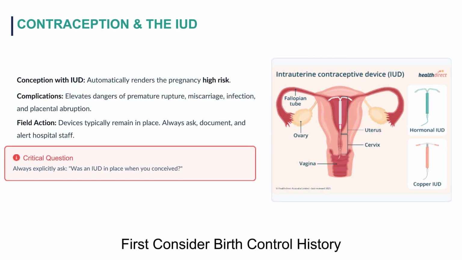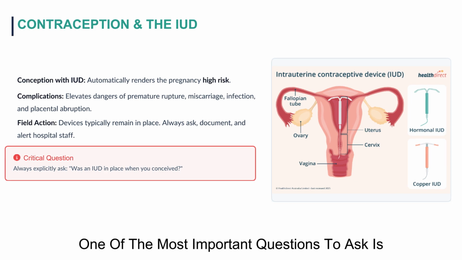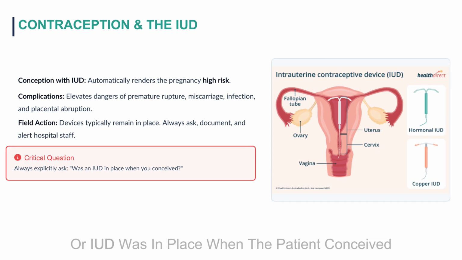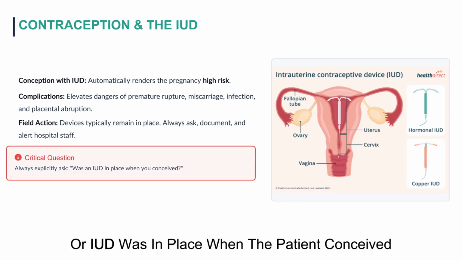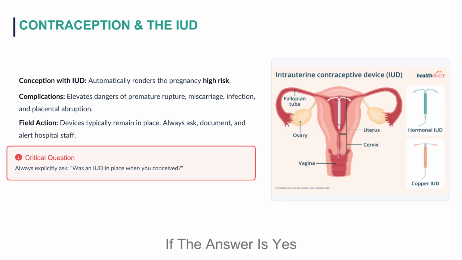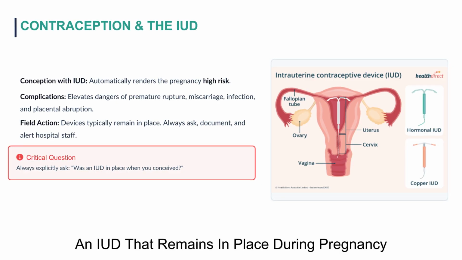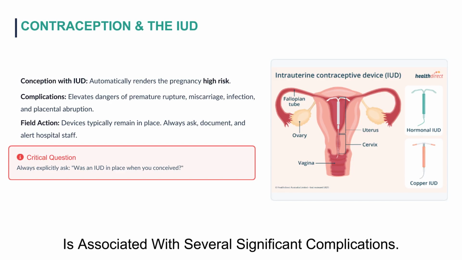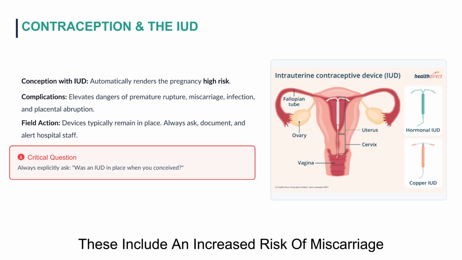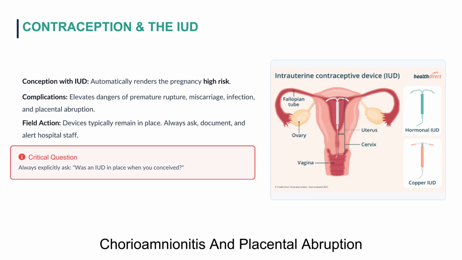First, consider birth control history. One of the most important questions to ask is whether an intrauterine device, or IUD, was in place when the patient conceived. If the answer is yes, the pregnancy is automatically considered high risk. An IUD that remains in place during pregnancy is associated with several significant complications. These include an increased risk of miscarriage, preterm delivery, chorioamnionitis, and placental abruption.